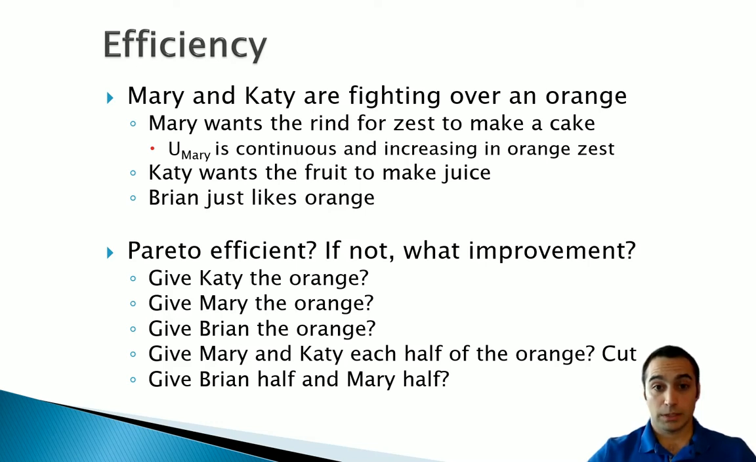2, give Mary the whole orange. 3, give Brian the whole orange. 4, give Mary and Katie each half of the orange. Just cut it in half. And then lastly, what if we give Brian half the orange and Mary half the orange?